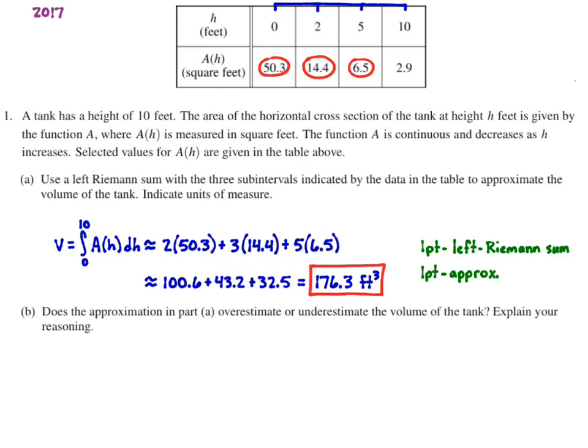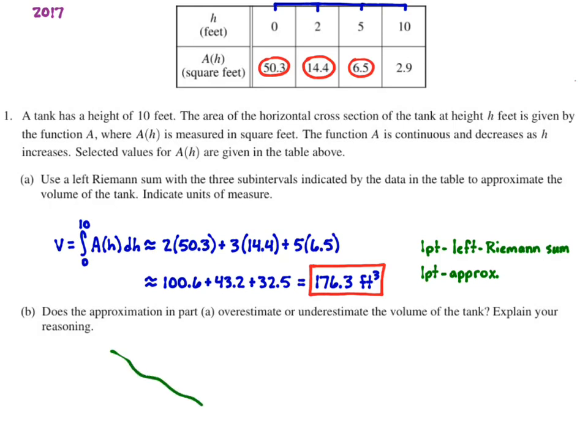All right, for part B, it says, does the approximation in part A overestimate or underestimate the volume of the tank? Well, if we remember, a Riemann sum is an over-under approximation dependent on the direction of the function. So if the function is increasing or decreasing, that's going to tell us whether we have an over or under approximation. It says in the prompt that A is continuous and decreasing.